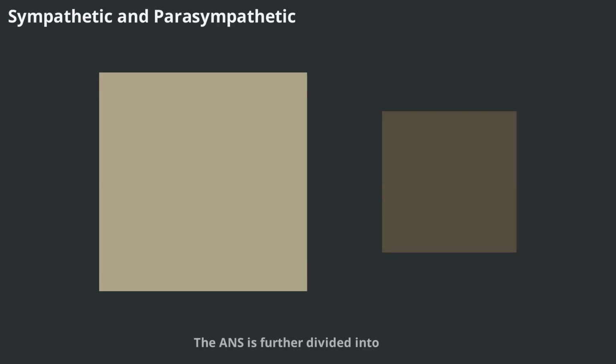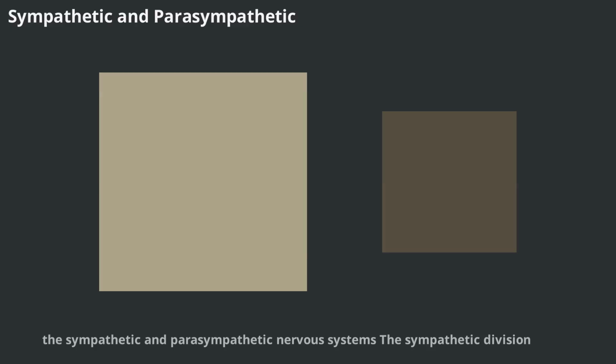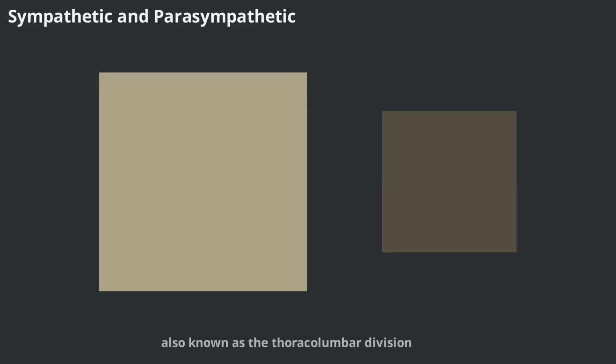ANS is further divided into the sympathetic and parasympathetic nervous systems. The sympathetic division, also known as the thoracolumbar division, originates from the thoracic and lumbar regions of the spinal cord. The parasympathetic division, or craniosacral division, arises from the cranial and sacral regions. Each division has distinct roles in regulating bodily functions, often working in opposition to maintain balance.